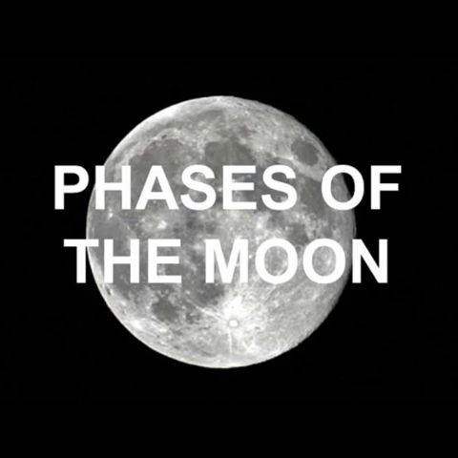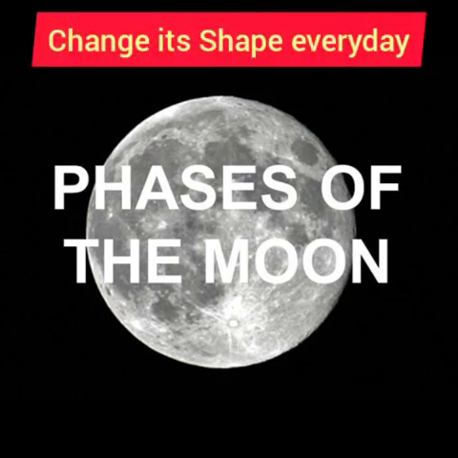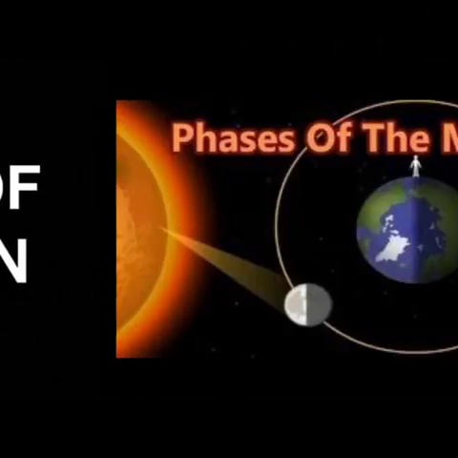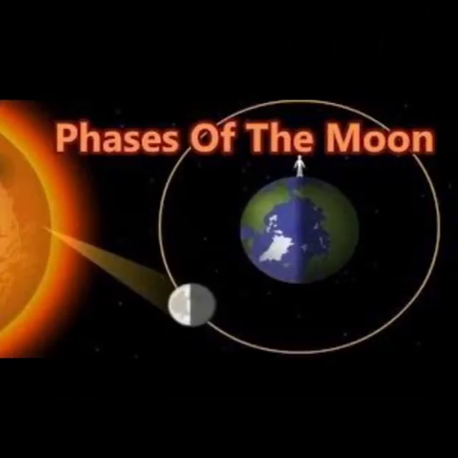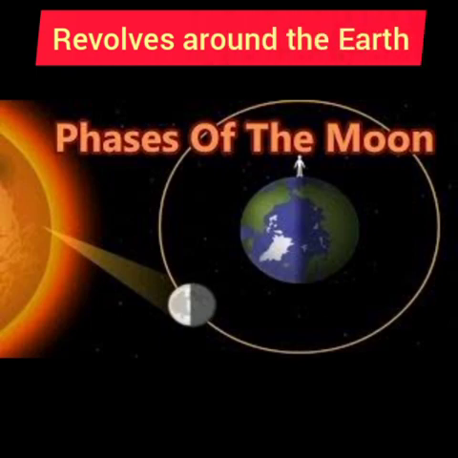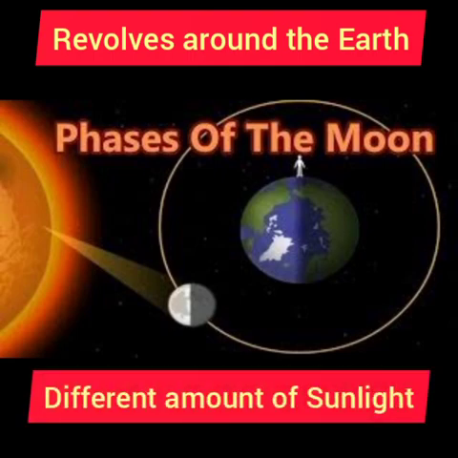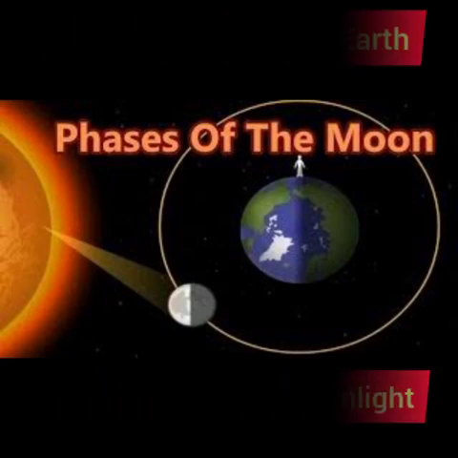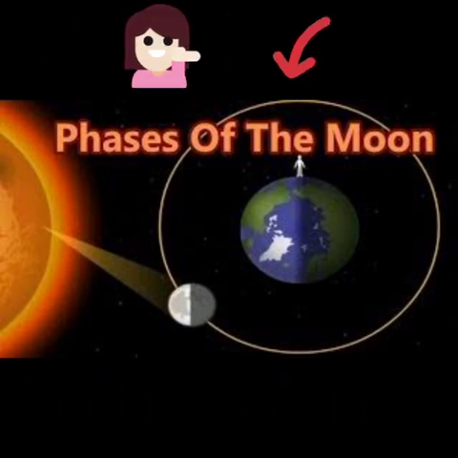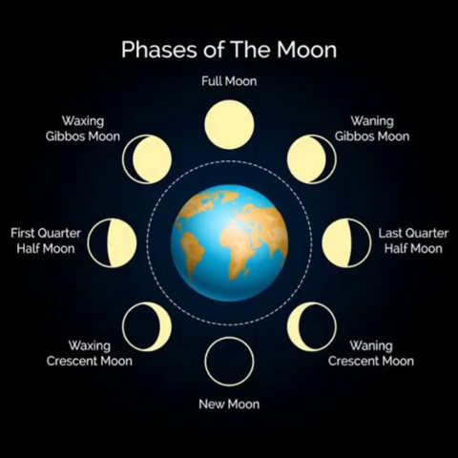Phases of the moon. The moon appears to change its shape every day. As we know, the moon revolves around the earth. The side of the moon facing us receives different amounts of sunlight, due to which it appears to change its shape. The day-to-day changes in the shape of the moon are called phases of the moon. The different phases of the moon are new moon, crescent moon, half moon, gibbous moon, and full moon.